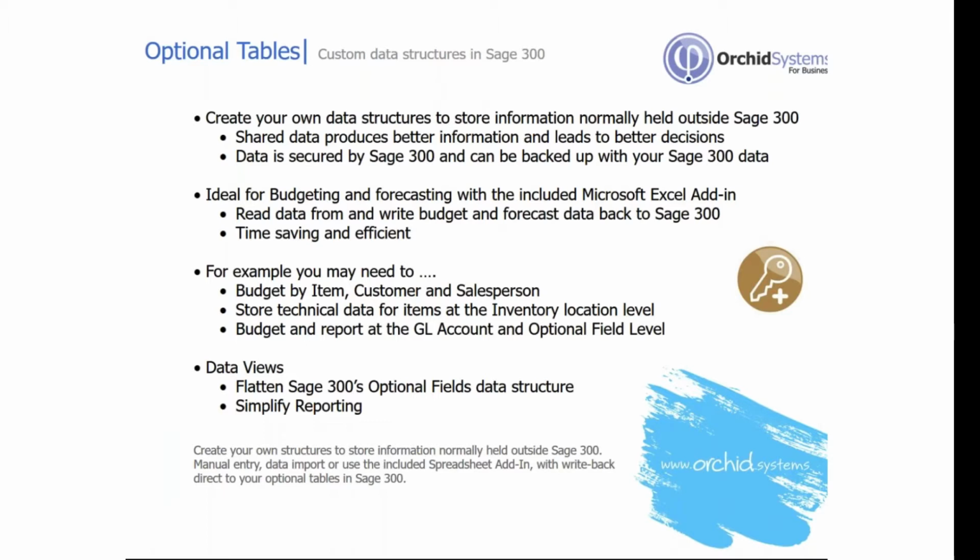You can also store budget information at a lower level than the GL account. At the moment, GL caters for budgeting at a GL account level, but you might be using optional fields, for example, transactional optional fields, for example, salesperson, to flow through to the GL for your actuals. And it would be ideal to budget at that same level. So using optional tables, you could budget at a general ledger account and optional field level.